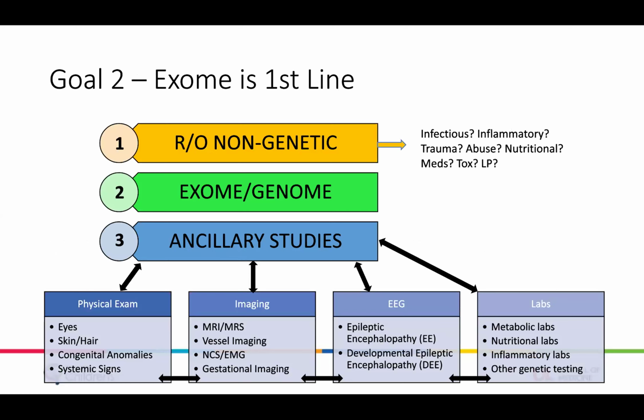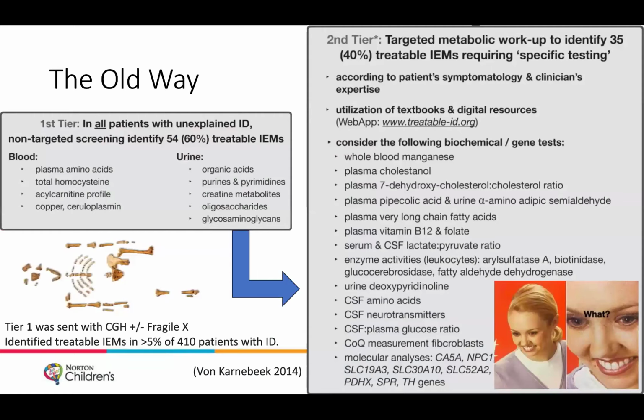So returning back to the pattern here, first we've ruled out non-genetic, got our LP, made sure it wasn't infectious or inflammatory. We ordered exome, but it's going to take a while to come back. And then the last step is ancillary studies while we wait. So for the exome piece, I don't think anybody has any reservations about exome. They know it's like the future and the direction we're going, but I want to justify it for us.